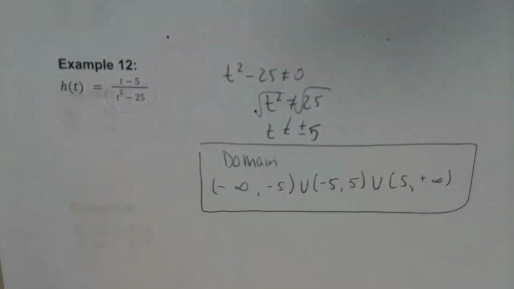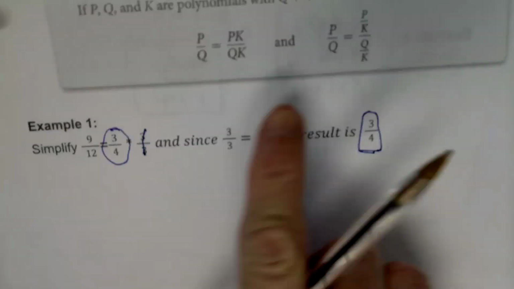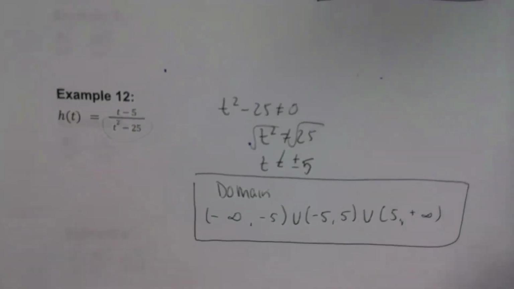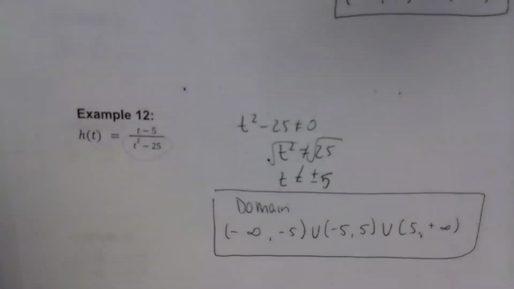So in lesson 5.1, we learned how to simplify rational expressions and reduce them by factoring. And then we also learned about the domain of a rational function. So catch me back for lesson 5.2.